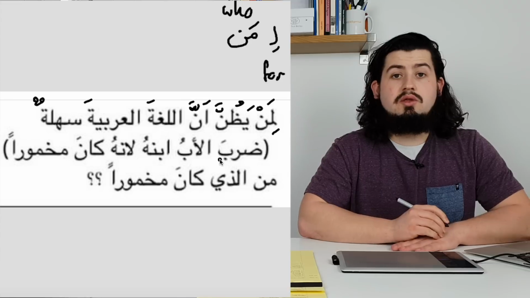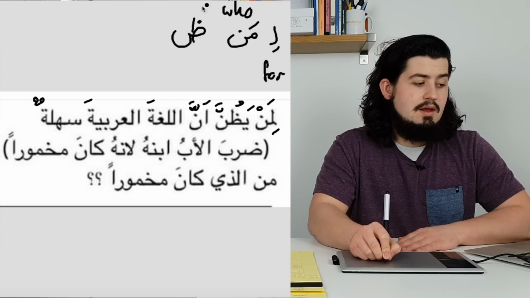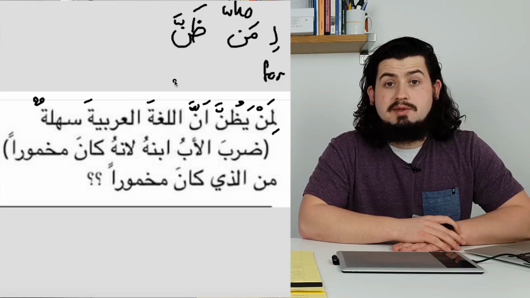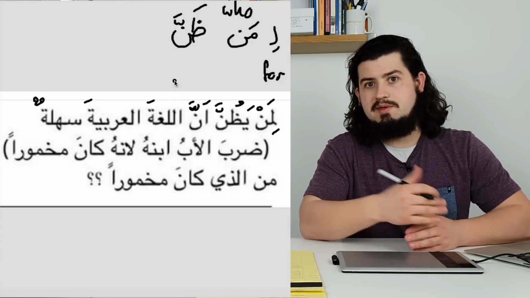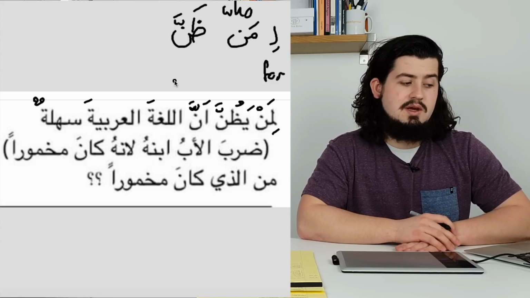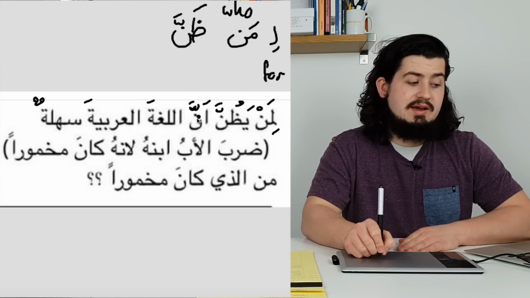For who, yadhunnu, you know, the verb dhanna, dhanna yadhunnu. Really, it means to think something but then to end up being wrong, like to assume something or to suppose something. It kind of means like that. So to who thinks, yadhunnu. So whoever thinks that, whoever thinks anna.